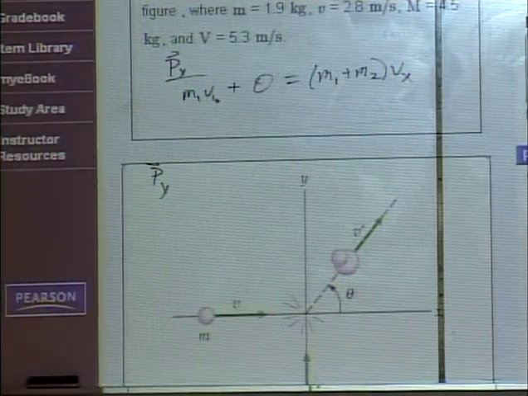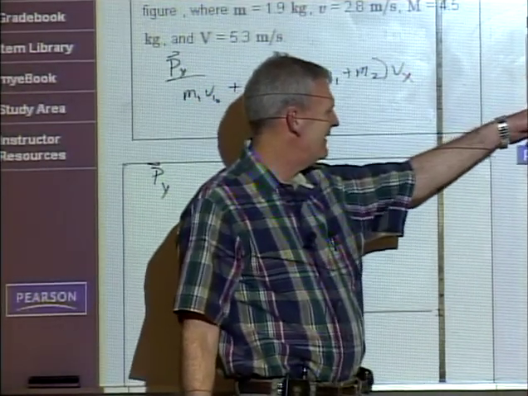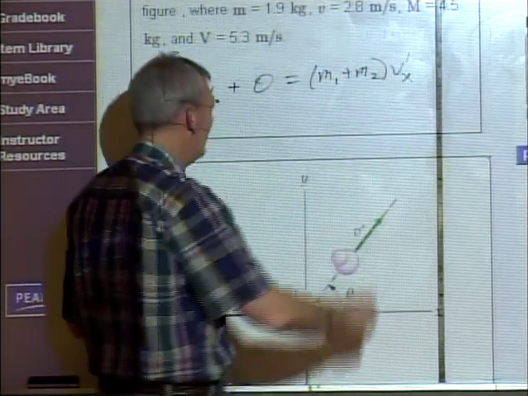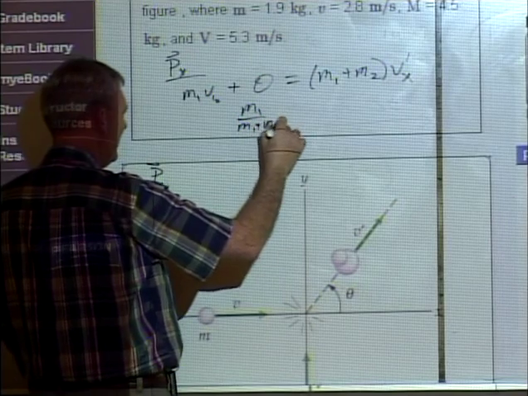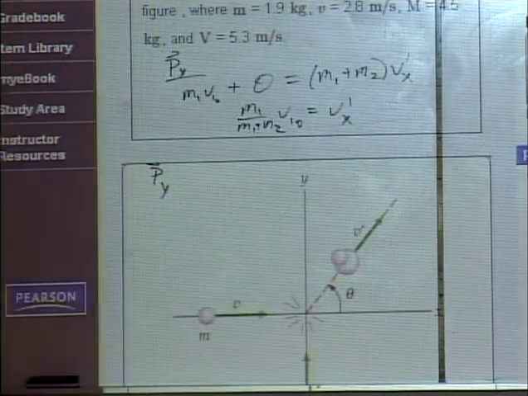Oh, wow. That's not bad at all, because look what they're asking you to do. Find VX and VY. I think we can find VX not pretty. It's just M1 over M1 plus M2 times V1 naught. There we go.